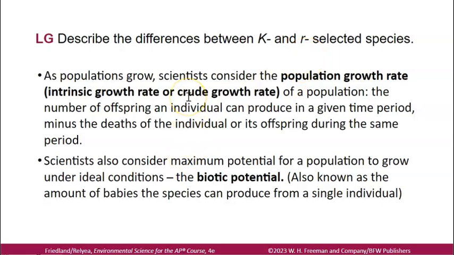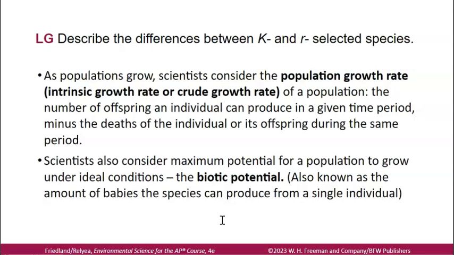Okay, so as populations grow, we have what's called a population growth rate. Sometimes it's called intrinsic growth rate or a crude growth rate. So these are synonyms-ish for the same type of vocabulary. It's basically how many babies you have, which is the number of offspring an individual can produce in a given time period, minus the deaths of the individuals in the population in the same time period.